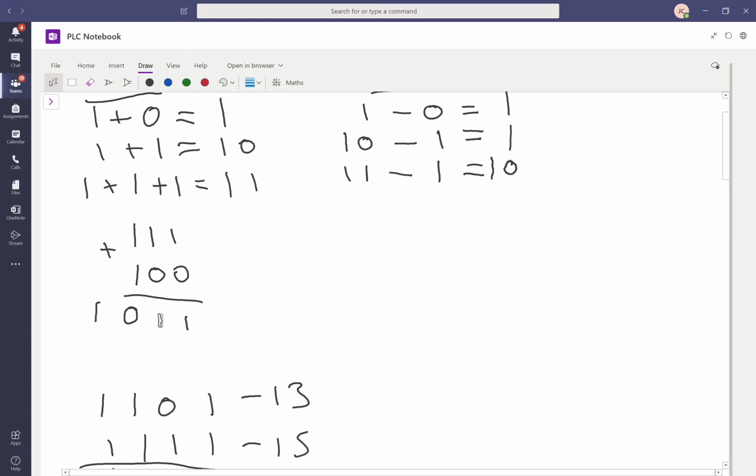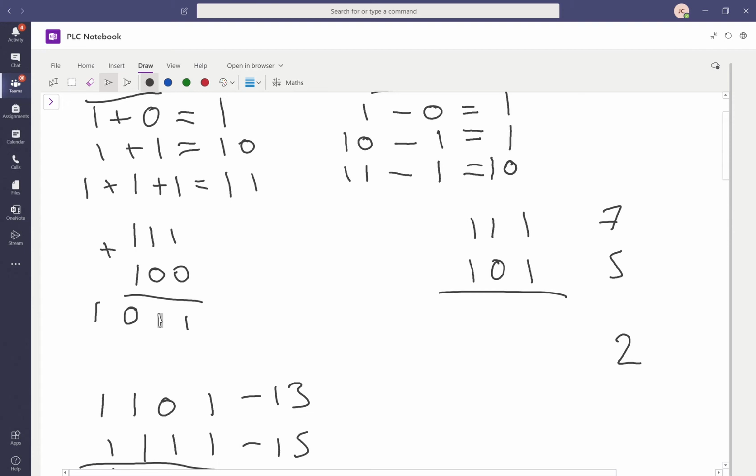Okay, so let's have a look at subtraction. So let's do our first example again. Let's swap to the pencil. So we've got 1, 1, 1 minus 1, 0, 1. Okay, so we've got 7 take away 5. So we know 7 take away 5 is 2, but can we do that in binary? Okay, so when you do these, I'll be looking to see your workings as well.